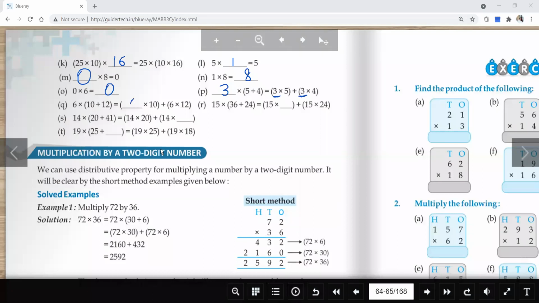Next is 6 into 10, the distributive property of addition. Here we can write 15 into 36 plus 15 into 24. Next, 14 into 41. These all are distributive properties we are using over here. This is 25 into plus 18. Complete it.